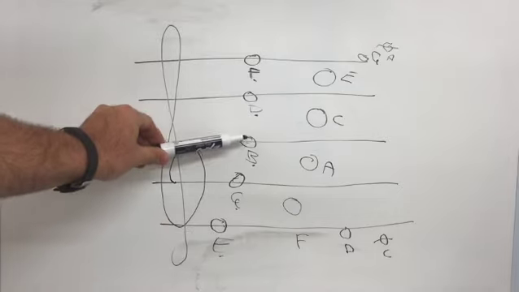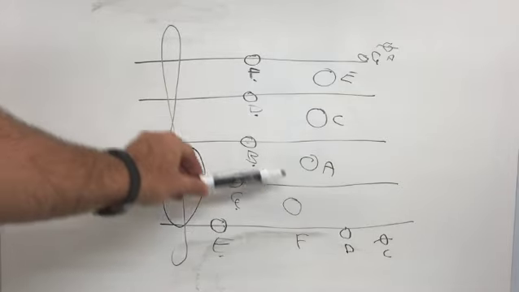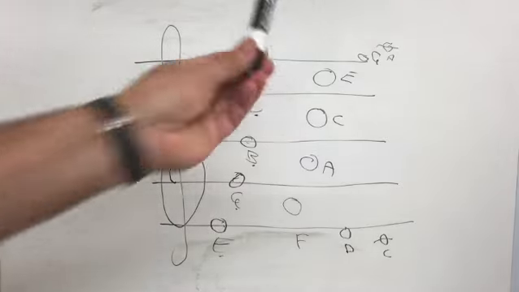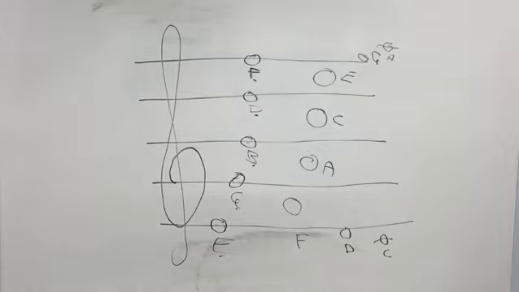E, G, B, D, F, F, A, C, E. That's what you need to work on. So please rerun this video. Go over the lines, E, G, B, D, F, every good boy deserves fruit, and the spaces, face, F, A, C, E.